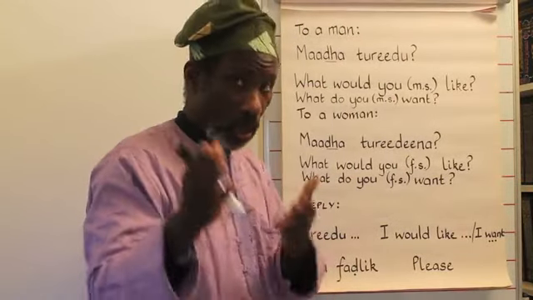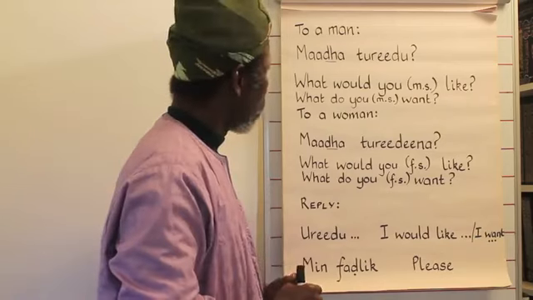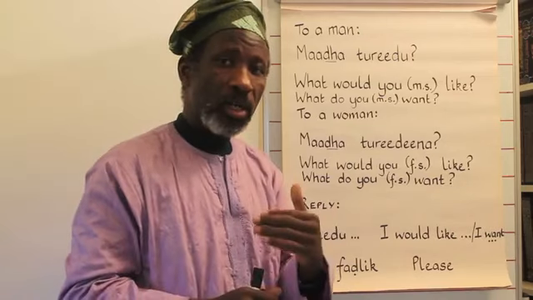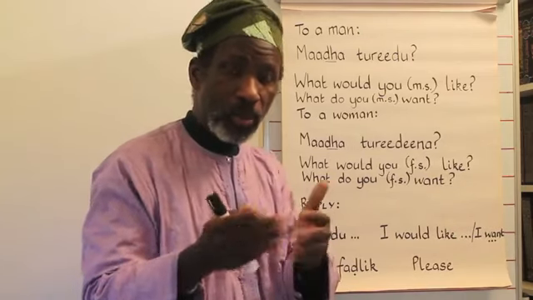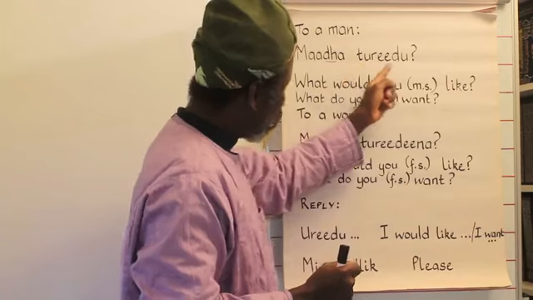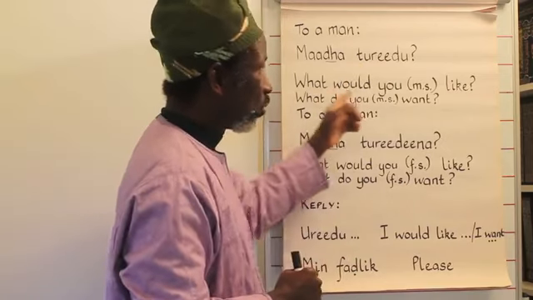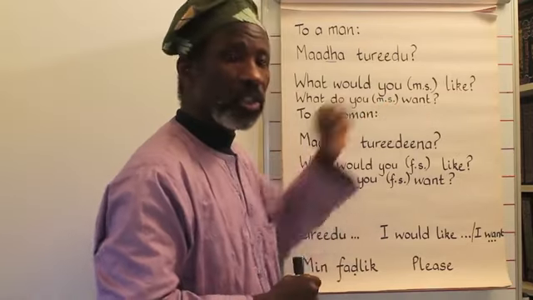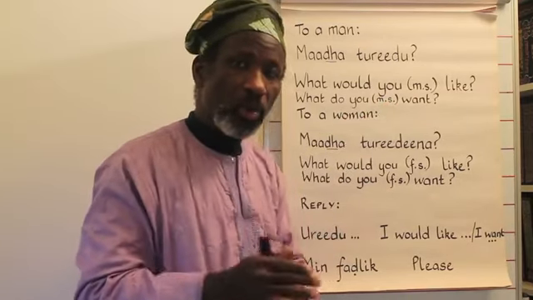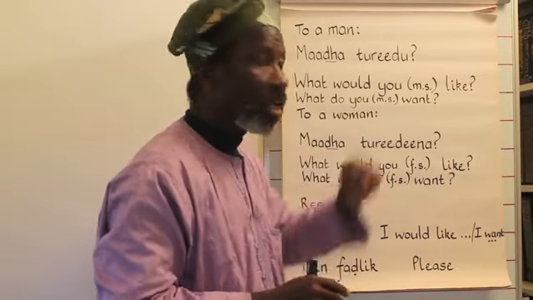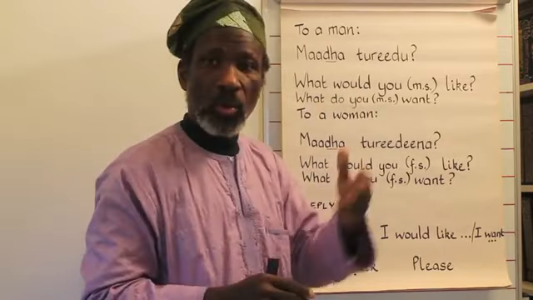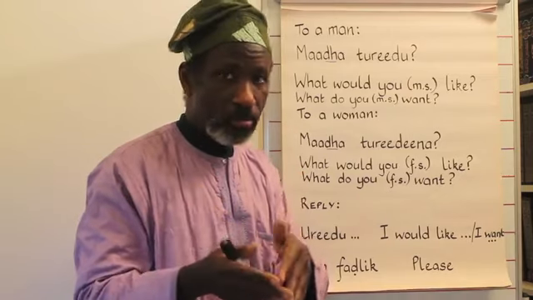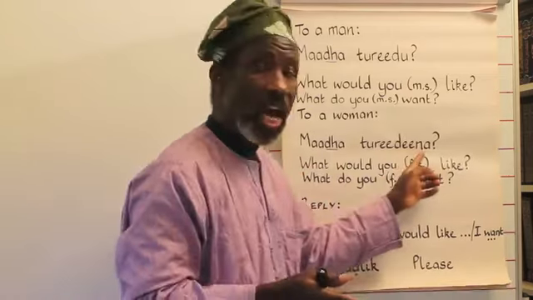To a man, طالب, you as a man. ماذا تريد? Now you've learned the verb, action word, تحب. Now you have تريد. What would you like? What do you like? What do you want? So you can use تريد, what would you like, or what do you want? ماذا تريد? ماذا تحب? ماذا تريدين?